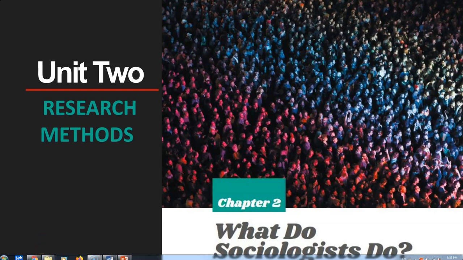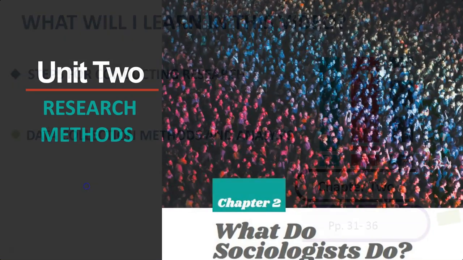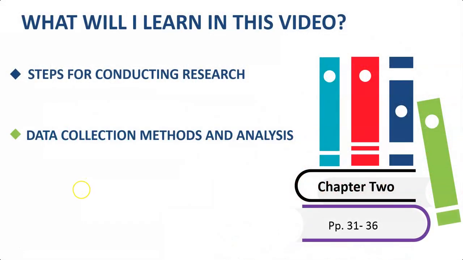Hey everyone, welcome to Unit 2 on what sociologists do. In this unit we're going to be looking at something called research methods. So we know that sociologists use scientific research, but this is looking at how they actually go about the process of doing that research. So let's look at what you're going to learn in this video.